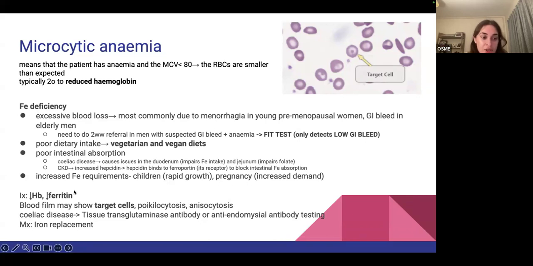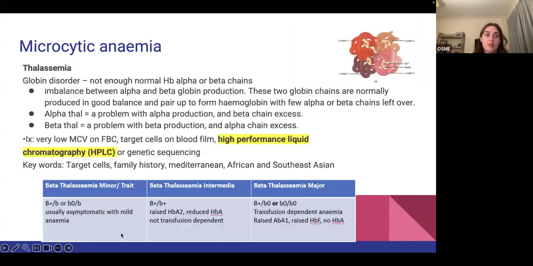The key investigation that will tell you it's iron deficiency is not the serum iron being low, but the ferritin. So if the question asks what should you do next following this microcytic anemia, it's ferritin. The blood film, they might have it and they might mention these words. So target cells or poikilocytosis or poikilocytes. This is what target cells look like. They literally look like a shooting range target. And the way this is treated is iron replacement.